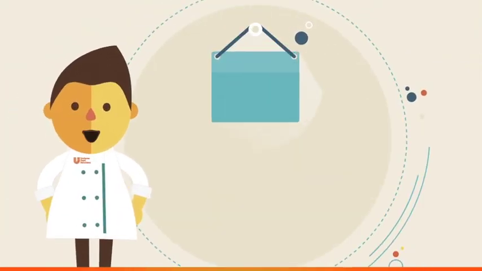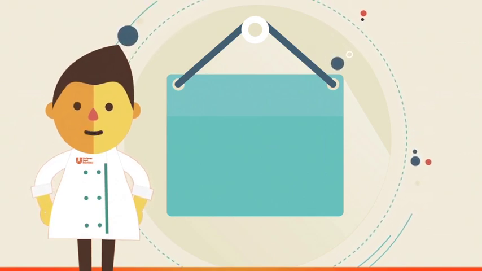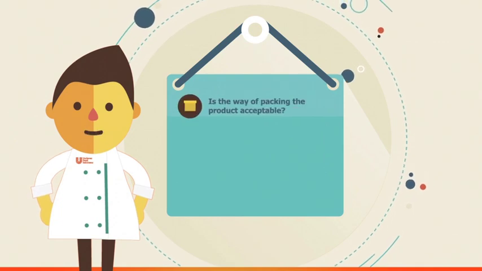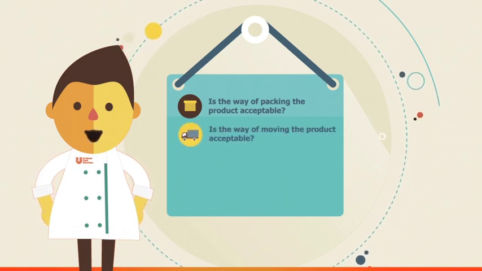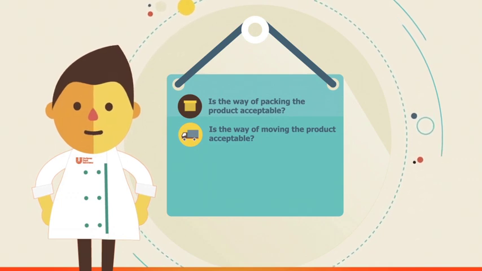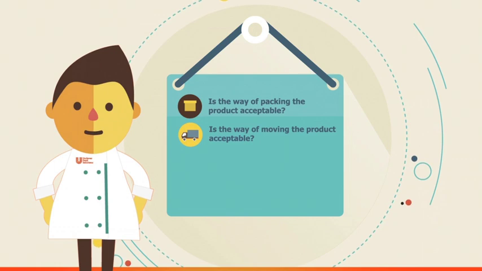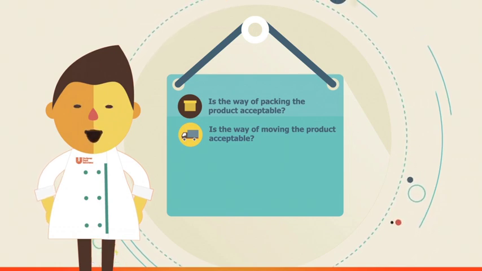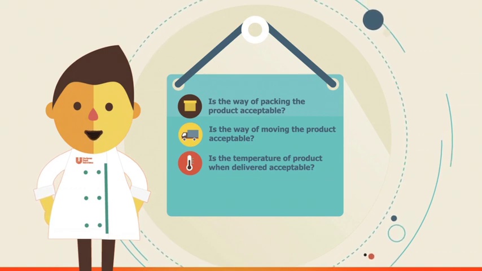Let us think, for example, the supply of fresh meat and try to determine the critical limits with the help of a few questions. Is the way of packing the product acceptable? An open package is acceptable. Exposed meat? No. Is the way of moving the product acceptable? It is acceptable if done in an enclosed and refrigerated vehicle. In a vehicle that leaves the food outdoors? No.